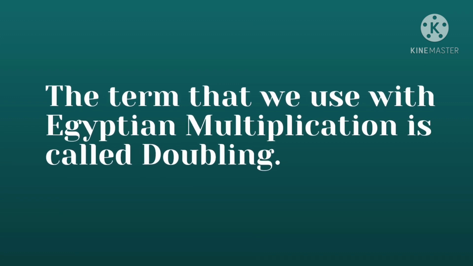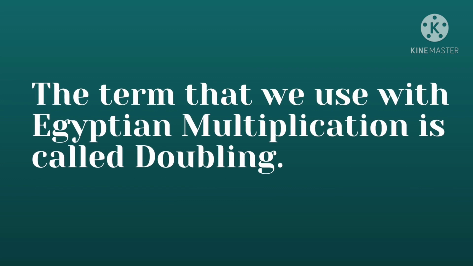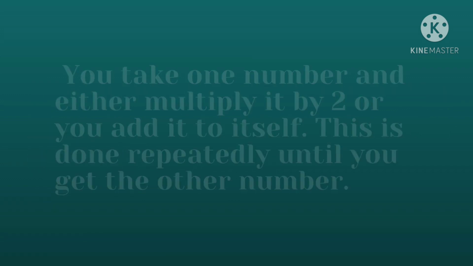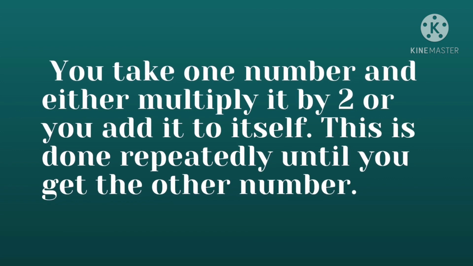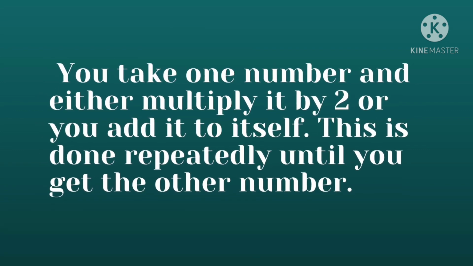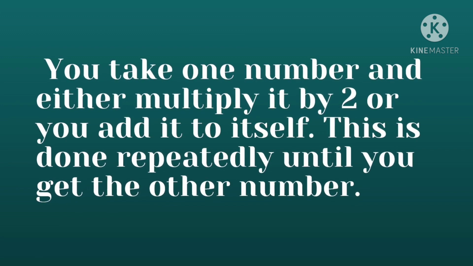The term that we use with Egyptian multiplication is called doubling. You take one number and either multiply it by 2 or you add it to itself. So this is done repeatedly until you get the other number.